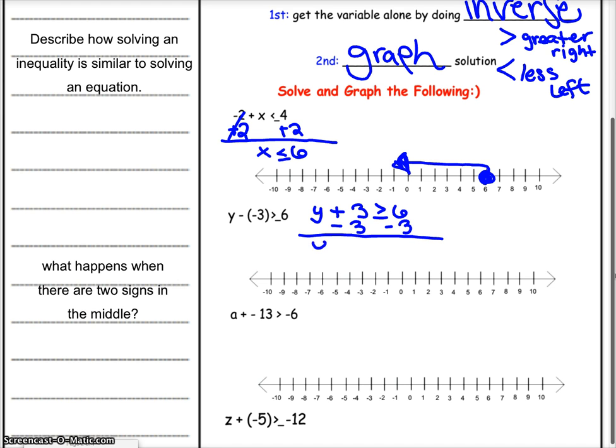I have y, that canceled, is greater than or equal to 3. Okay? Where's my circle? 3. Color in? Yes. Which way? Right. To the right. Done.